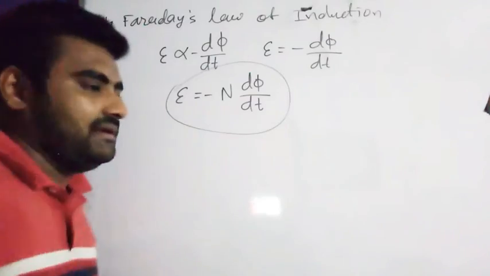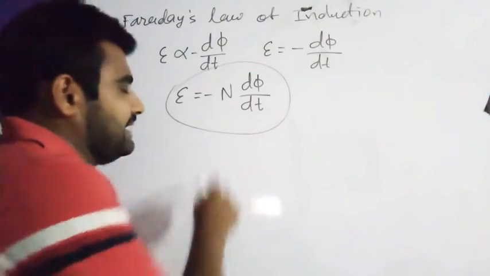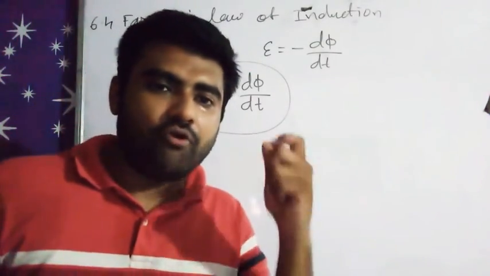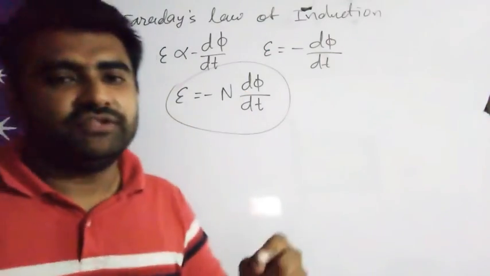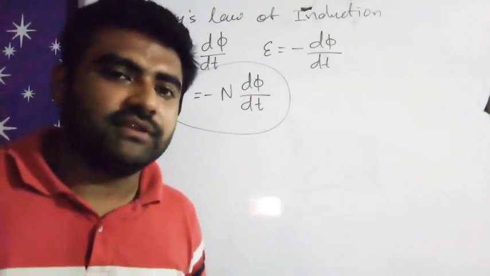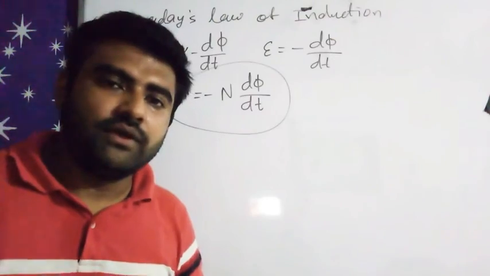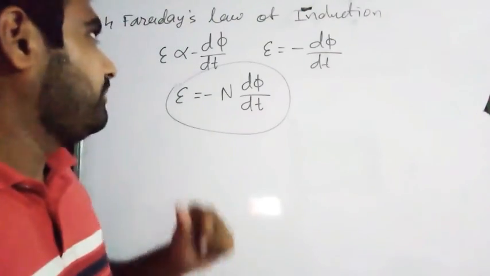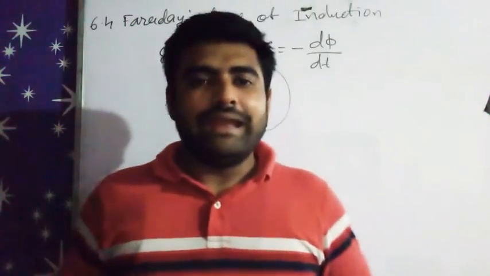Again, what is E? It is the induced EMF, n is the number of turns in the coil, and d phi by dt is the change in magnetic flux with respect to time. So that's our topic, Faraday's laws of induction.